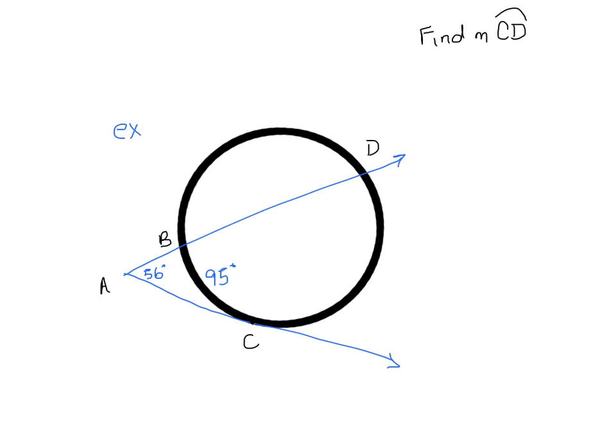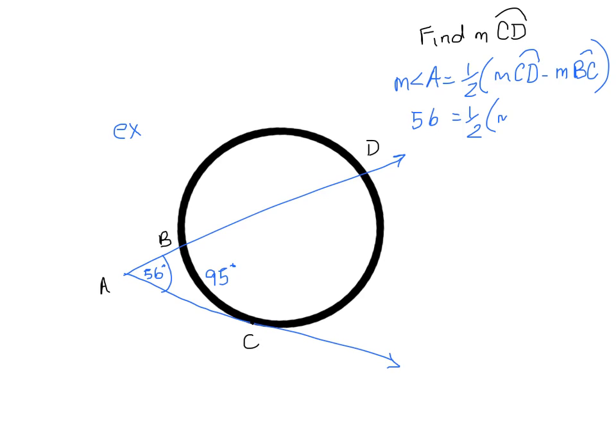In this example, we're being asked to find the measure of arc CD. We already know the measure of angle A, and we know that the measure of angle A is half the difference between the measure of arc CD, the bigger of the two intercepted arcs, minus the measure of the smaller arc, which is BC. We know most of this information already, so we can plug in what we know. 56 is equal to half of arc CD, which we don't know, that's what we're being asked for, minus the measure of arc BC, which we know is 95.